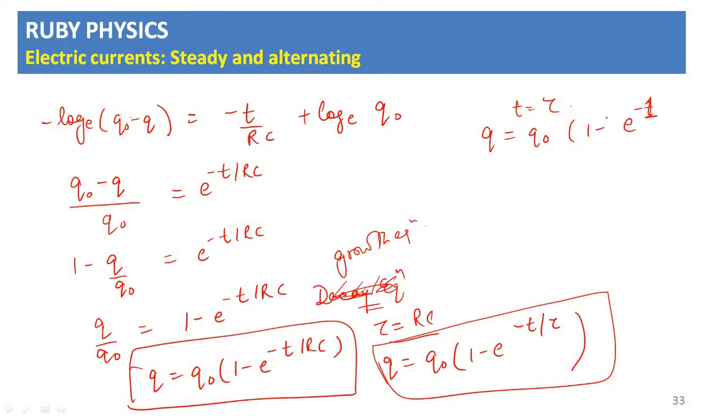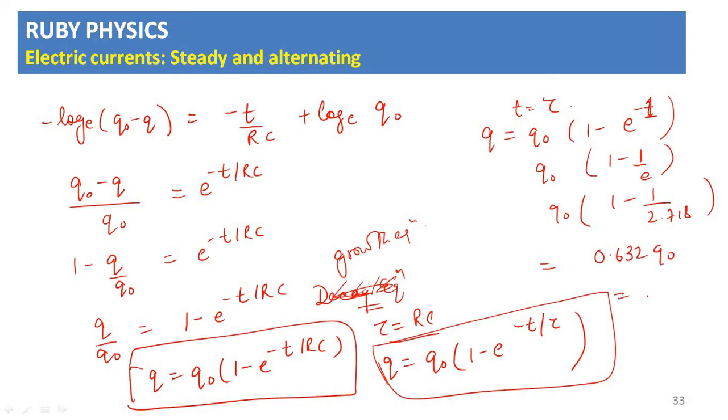It will be 1 because t and tau are equal, so it will be Q naught (1 − 1/e), and it will be Q naught (1 − 1/2.718). After solving it, it will be 0.632 Q naught, and it can be written as 63.2% Q naught. So here we define the time constant as the time taken to grow to 63.2% of the maximum value of charge.